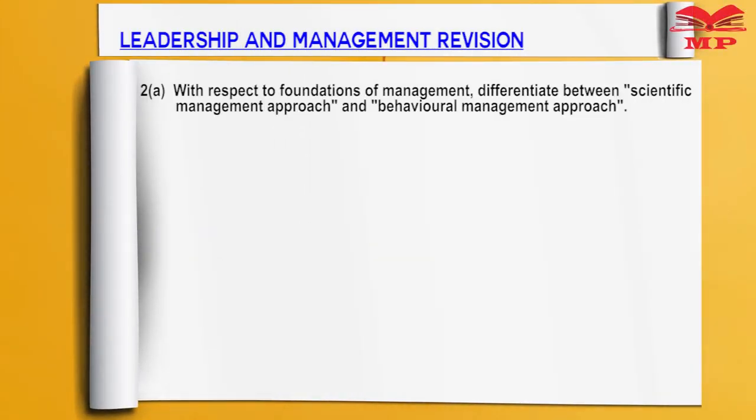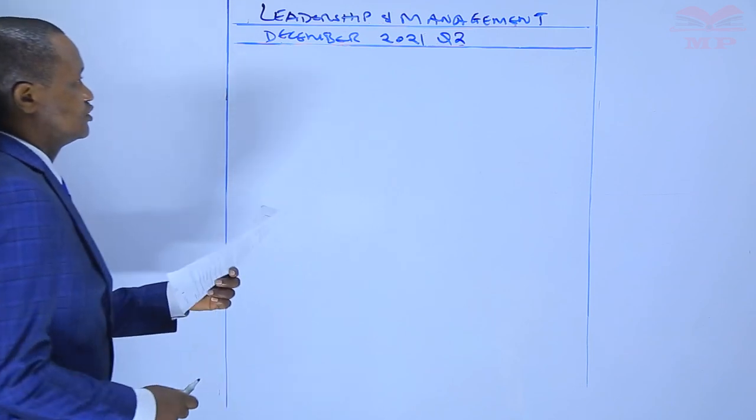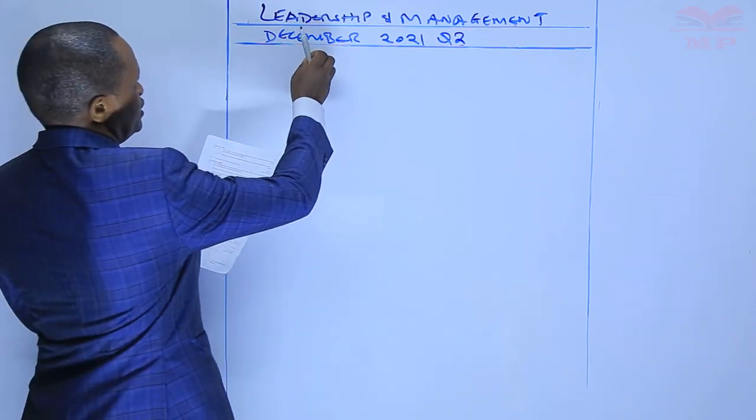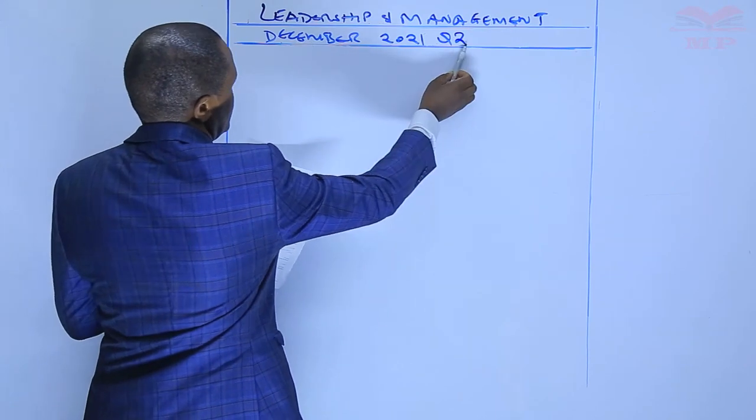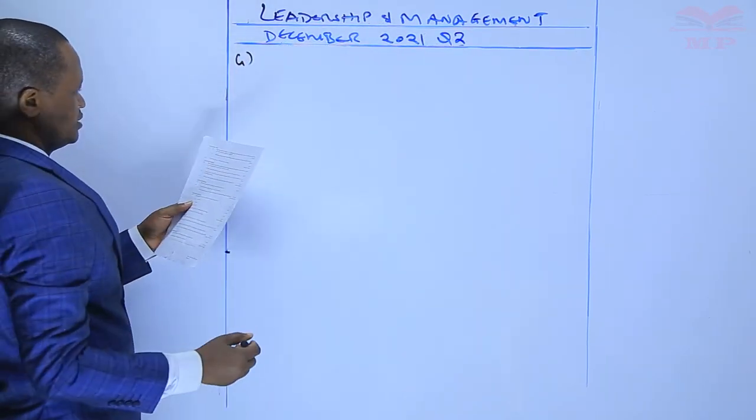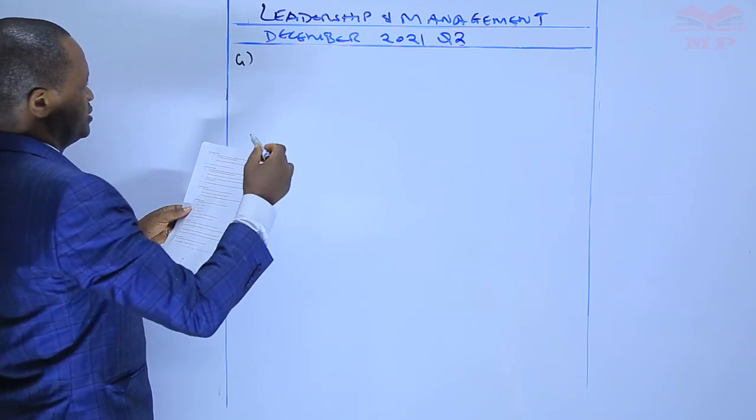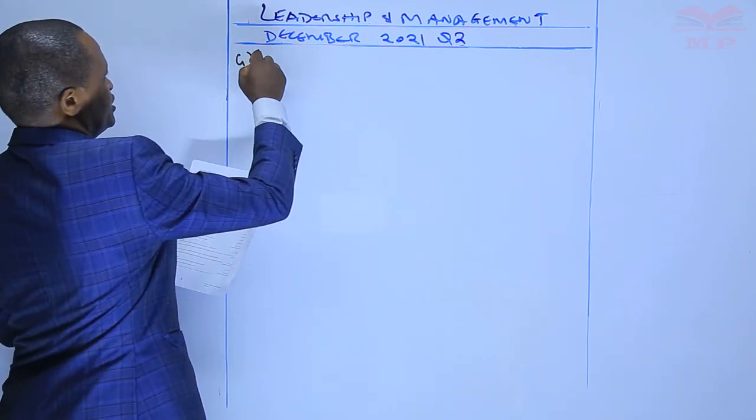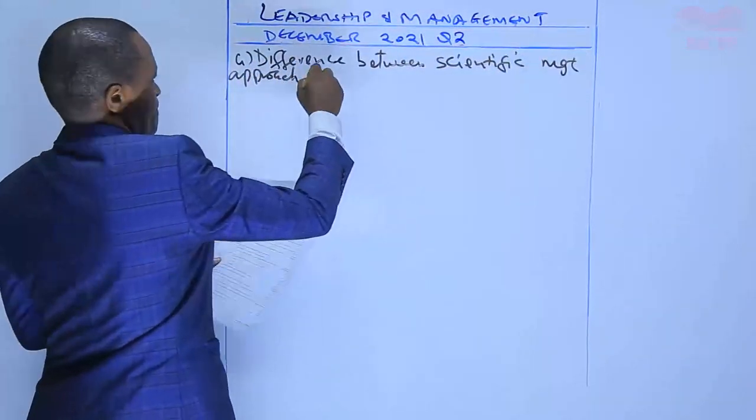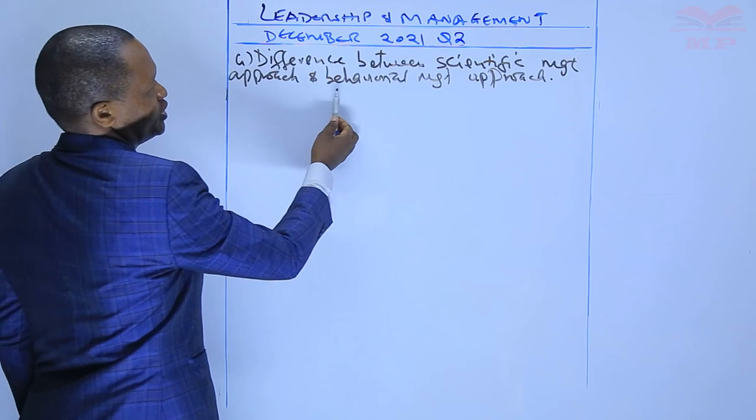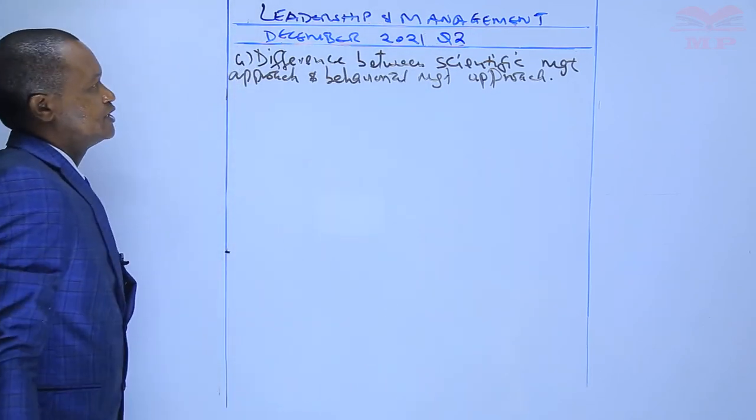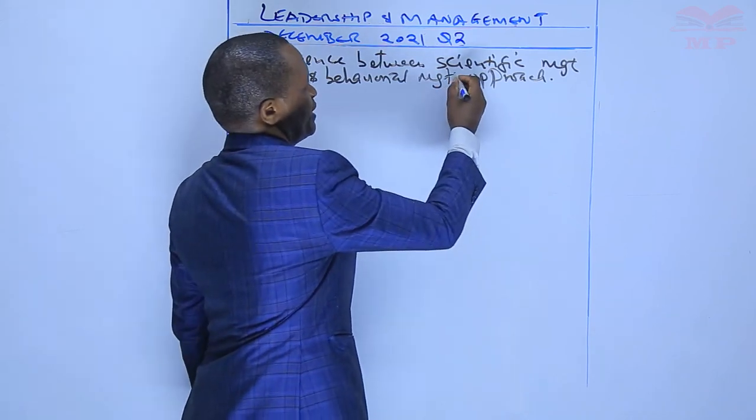Part A of this question reads, Roman 1, with respect to foundations of management, differentiate between scientific management approach and behavioral management approach, 4 marks. This is Leadership and Management, December 2021, question 1A. Differentiate between the scientific management approach and the behavioral management approach.